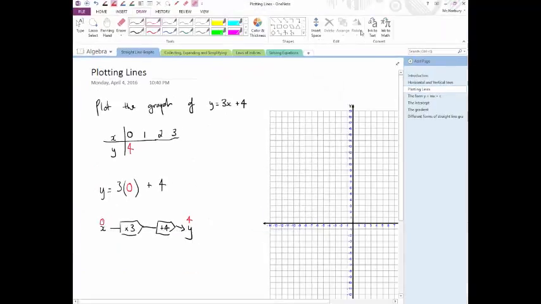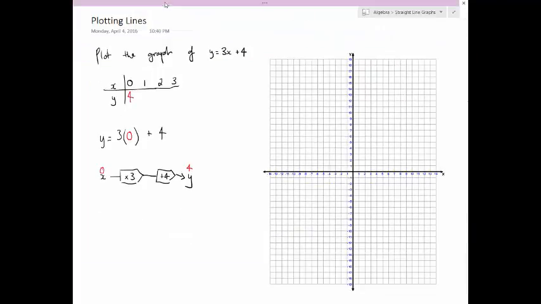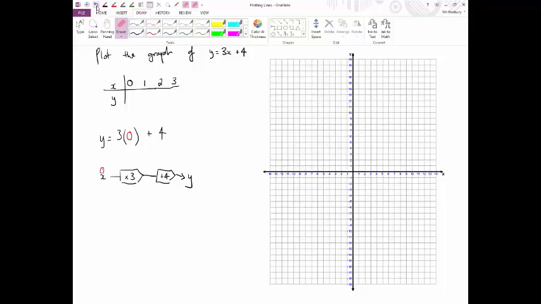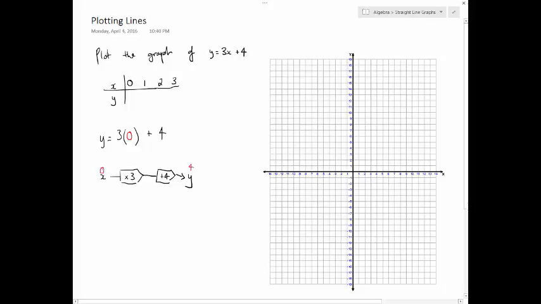Now the next number in the sequence, if we take away that naught, the next number that we need to choose in our table is the number 1. So if I put the number 1 in, we get 3 times 1, which is 3. 3 plus 4 is 7, so my answer is going to be 7. And if we choose the next number and change this to a 2, we get 3 times 2, which is 6. 6 plus 4 is 10, so the next number is going to be 10.